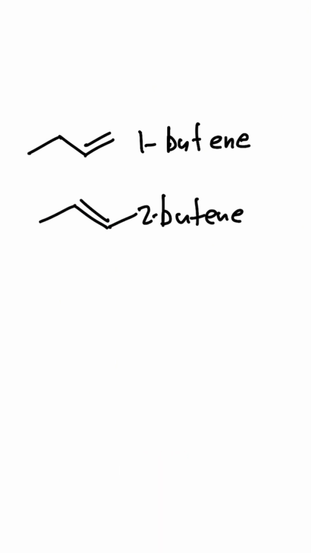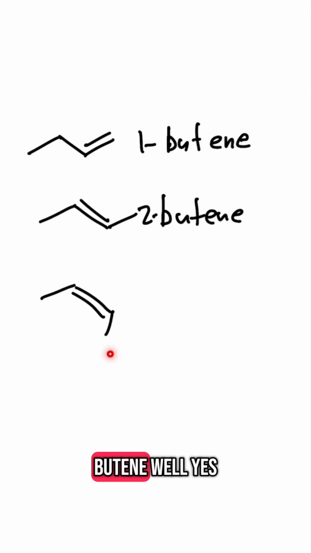Now, let me ask you something. Why is the butene like this? Why isn't it like this? Is this a butene? Well, yes, this is a 2-butene, and there's no reason it can't be like this. So to differentiate these two right here, this is also 2-butene.